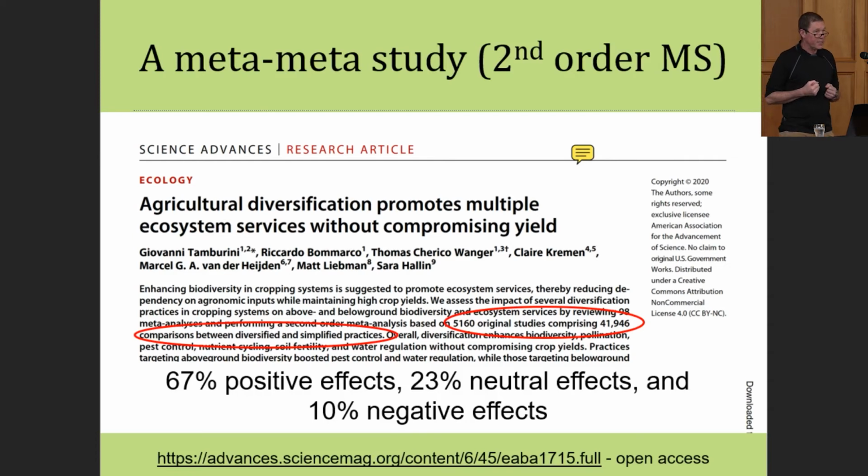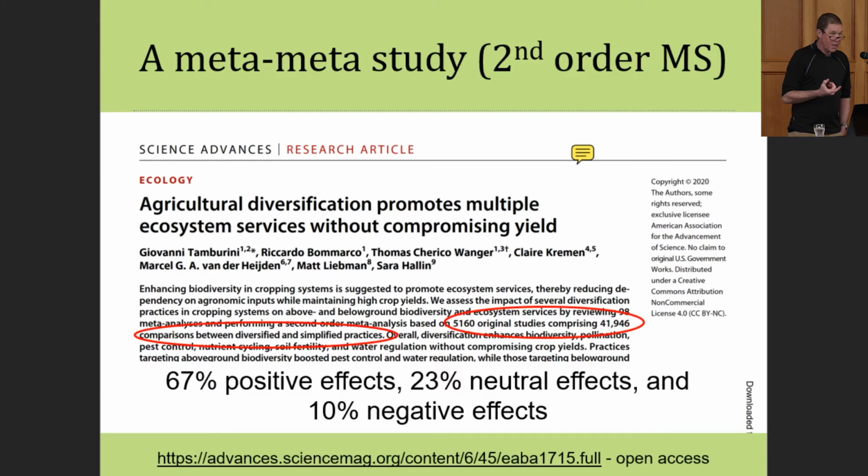So a meta-meta study is where an even more nerdy statistician gets a whole load of first-order meta-studies on a particular topic and reanalyzes those. Just jaw-dropping. This is the first one that's ever been done in agriculture. Apparently it's really common in medicine because there is, of course, a vastly greater amount of science being done in medicine. But to give you an idea, over 5,000 original studies, over nearly 42,000 original comparisons between simplified and diversified practices. There is a colossal amount of data underpinning this.